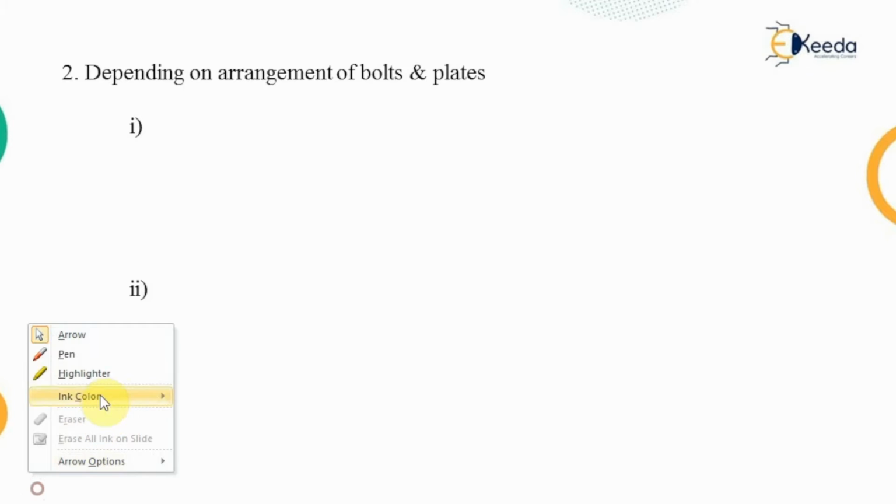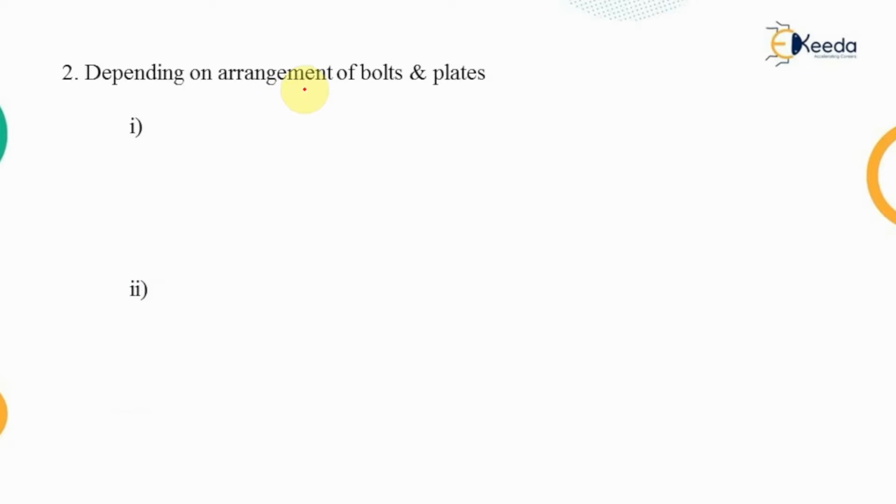Now the second classification can be based upon the arrangement of the bolts and the plates. Primarily it depends upon the arrangement of the plates. So it is classified into 2 categories, that is a lap joint and the second one is known as the butt joint. It is the major classification in the case of the bolted joints.